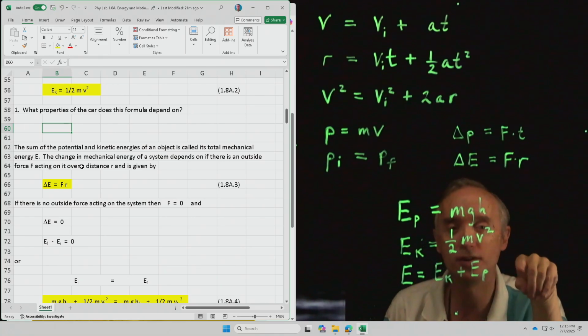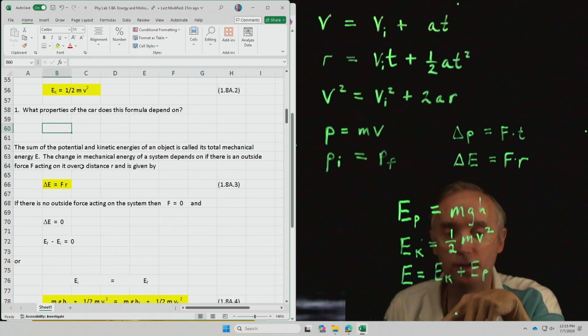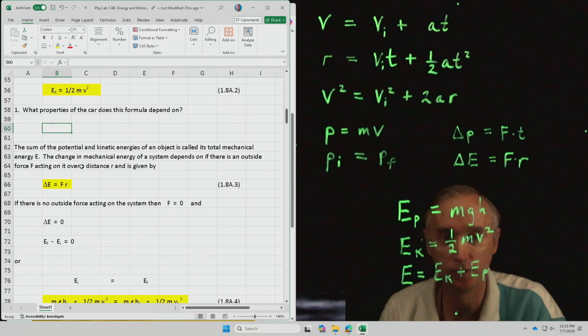Okay, now, just like in the previous lab when we did momentum, we're going to say if there is no outside force acting on the system, then F is going to be equal to 0.